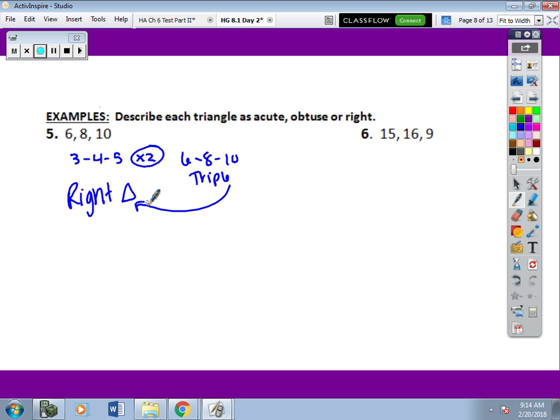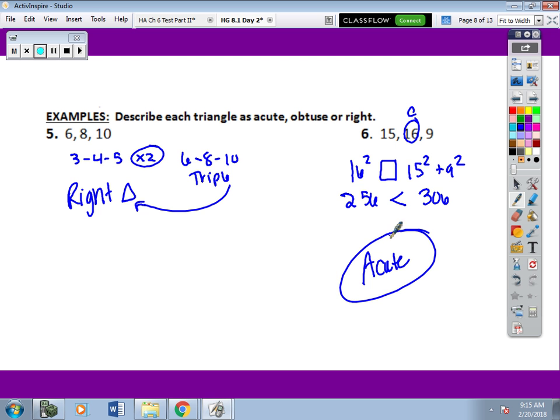Stephen, what'd you get? Very good. Again, just make sure you don't fall into the trap. The biggest value here was 16. So we should have compared 16 squared with 15 squared plus 9 squared, which gets us 256 is less than 306. So that was an acute triangle.